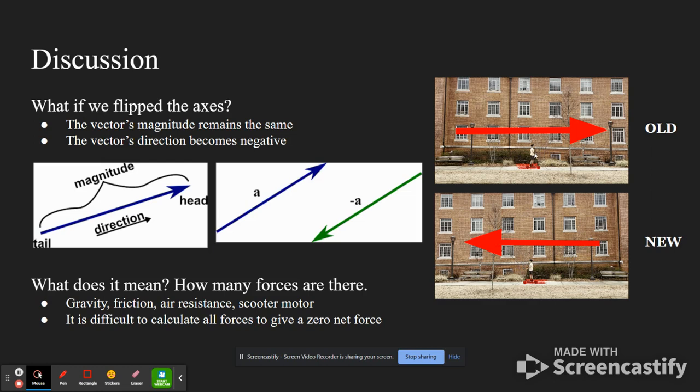So how many forces are exactly acting on this system, the scooter, to make the net force 0? We can assume that gravity, friction, air resistance, and the scooter's motor are all acting on this whole experiment, but it's difficult to calculate all forces.